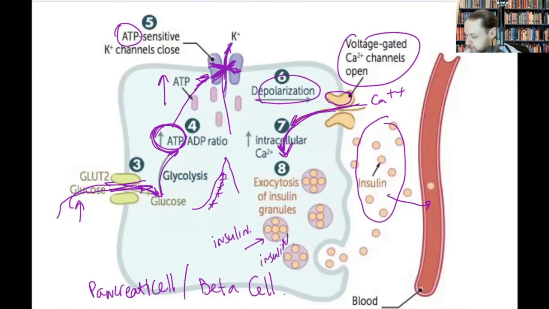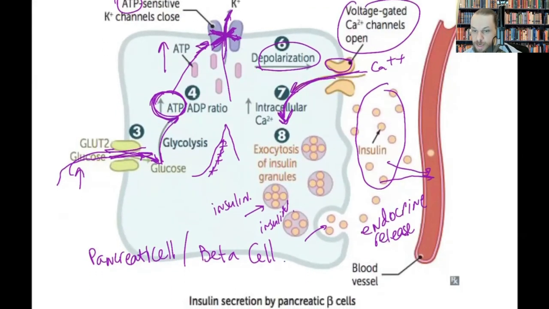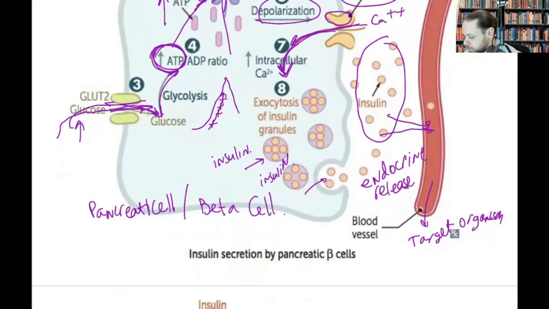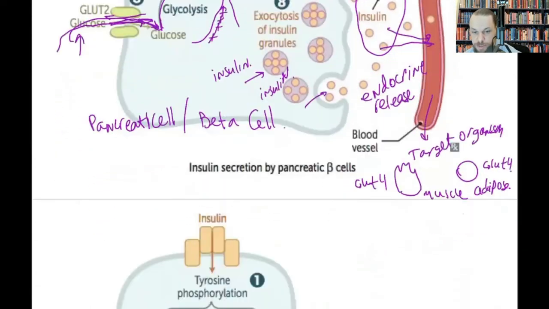Right, so this insulin basically is released through endocrine release. So endocrine release is what basically goes into the bloodstream, and then from the bloodstream it goes to the target organs, especially your muscle cells and your adipose cells. So muscle and your adipose. And that's where you have the glucose type 4 transporters. So that's basically the insulin release.